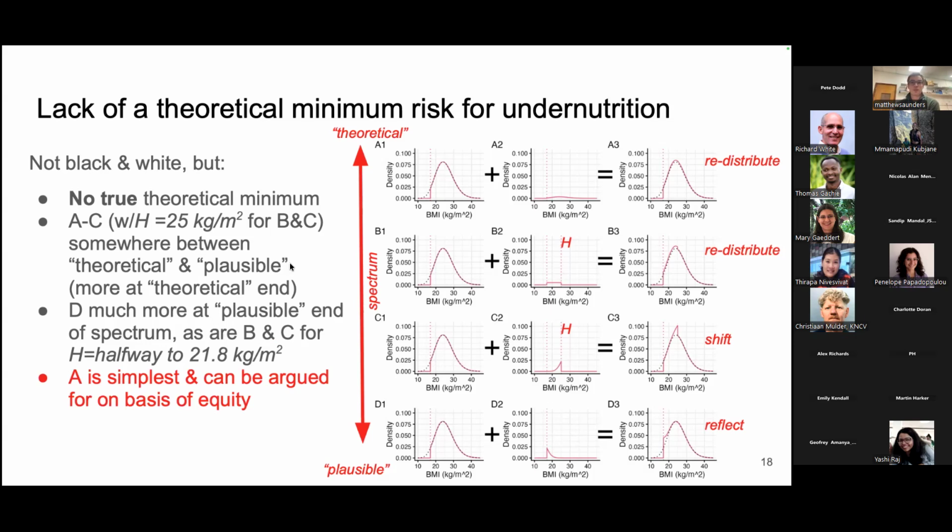We think that of all of these, and this is really the challenge, and we spent many hours discussing what the counterfactual should be for the primary analysis, the top scenario A is the simplest. And of course, it will depend on the underlying distribution in the population, but it's the simplest and can be argued for on the basis of equity and equivalence with other risk factors, as I'll show you in a moment.